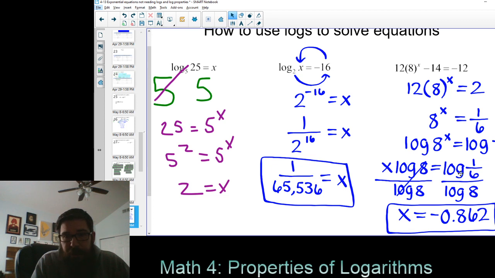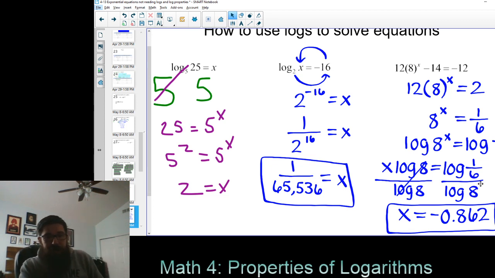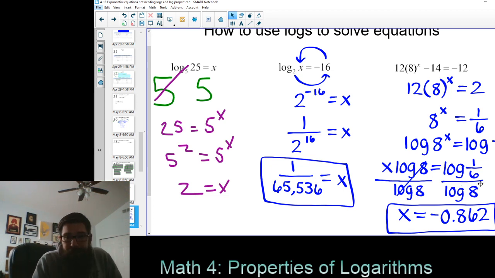You'll need to type this into a calculator. Log of 1/6 divided by log of 8. There's a little bit of rounding here. It's not going to be pretty, right? This numerator means, since we don't see a number, 10 to what power is 1/6? I don't know. 10 to what power is exactly 8? I don't know. There's going to be calculator usage for sure with this.